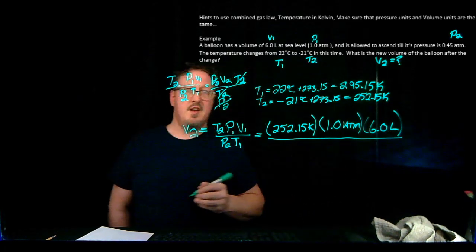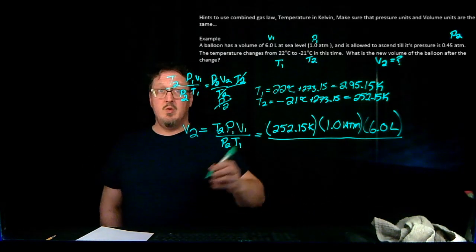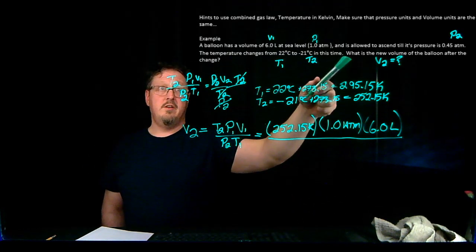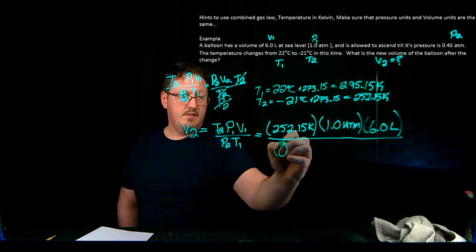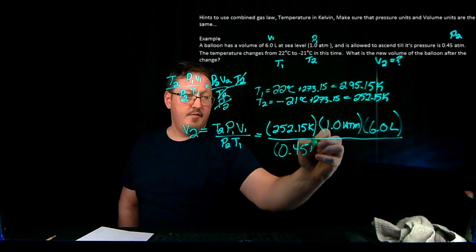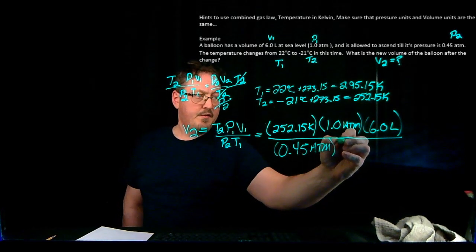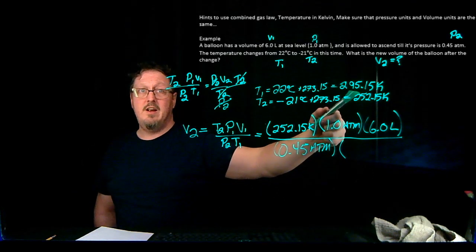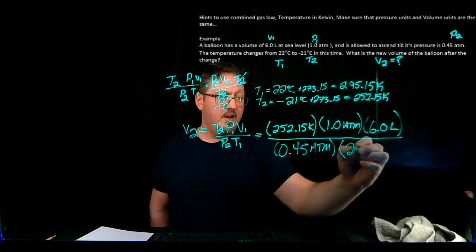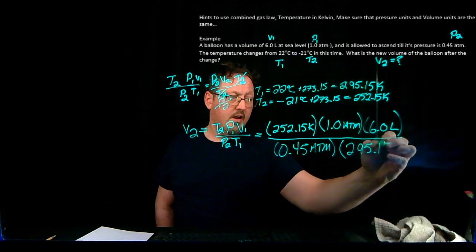Let's make my fraction sign. Pressure 2 is way over here. It's 0.45 atmospheres. And the last number is temperature 1, which is right here. It's 295.15 K.